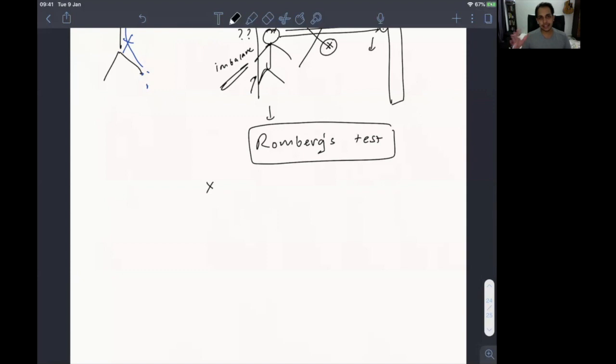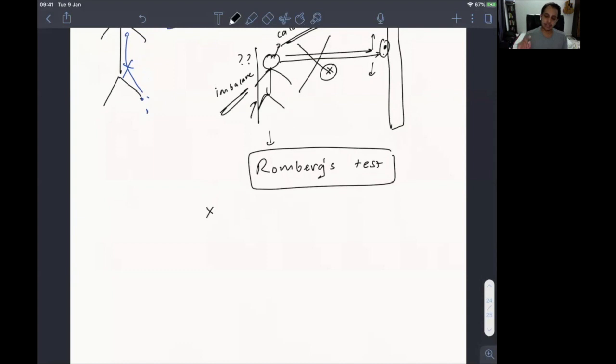So Romberg classically described it in a patient with sensory ataxia. Specifically, he described it in tabes dorsalis. So in tabes dorsalis, your dorsal column of the spine is involved. All your sensory input to the brain, your proprioception, goes through your dorsal column. So when that goes, your brain doesn't have any sensory input. So he described it in tabes dorsalis.